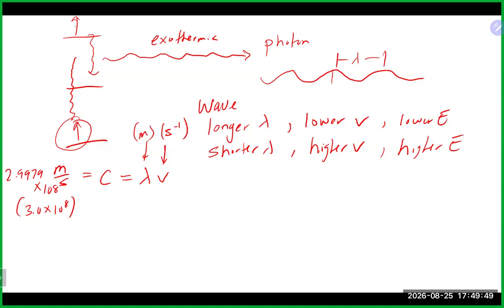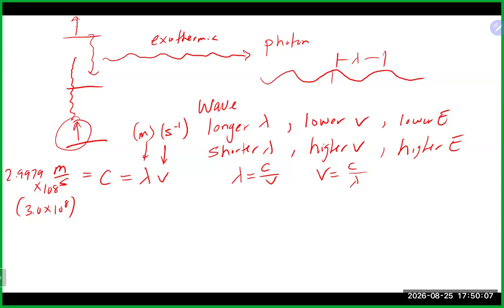So you can use this formula to solve for either the wavelength or the frequency. It is the same calculation regardless of which one you're solving for. You're going to take the speed of light divided by the frequency if you want the wavelength. If you want the frequency, you're going to take the speed of light and divide it by the wavelength. So it's basically the same calculation.